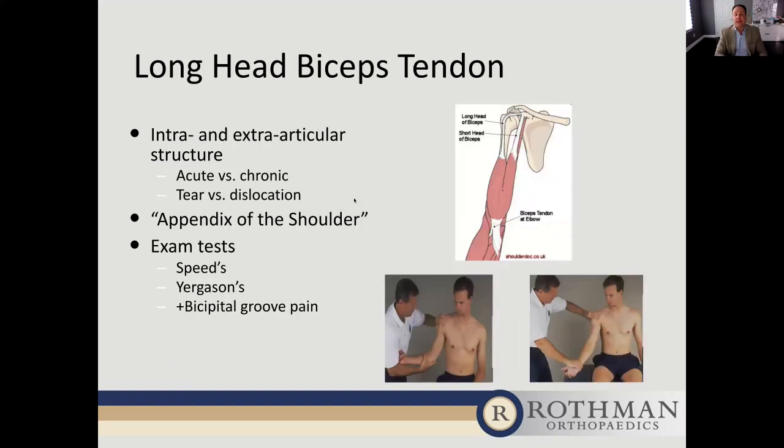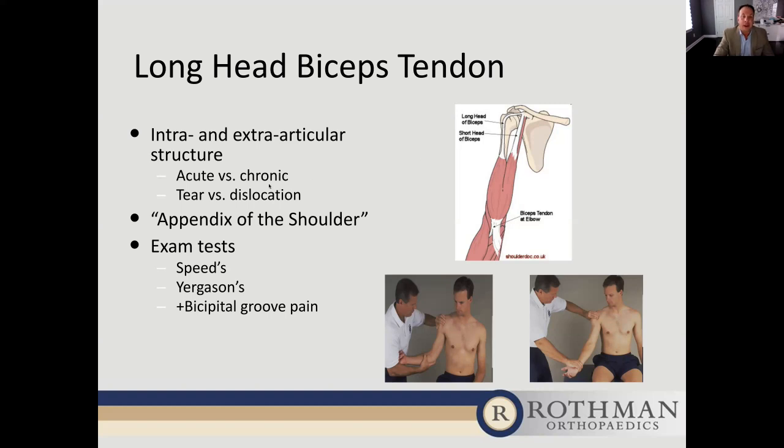Okay, let's talk about the biceps tendon. So there are two tendons in the biceps, hence bi meaning two. There is a short head, which attaches to the coracoid. Then there's the long head, which runs up the humerus, around this corner, around the humerus, and attaches to the top of the shoulder socket. It sits in the bicipital groove.